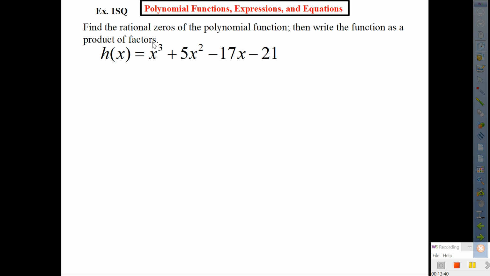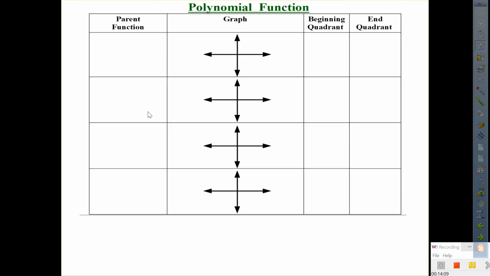Negative 21 over 1, yes? And then we find the factors of 21 and so on and so forth, okay? Copy this table, please, really quick.